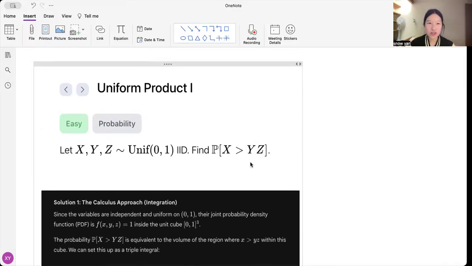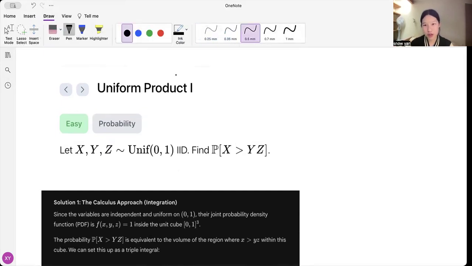Okay, today's question is uniform product, and it's an easy probability question. I think this question is pretty nice. So let x, y, z follow a uniform distribution from 0 to 1, and they're identically independently distributed. Find P of x greater than yz.